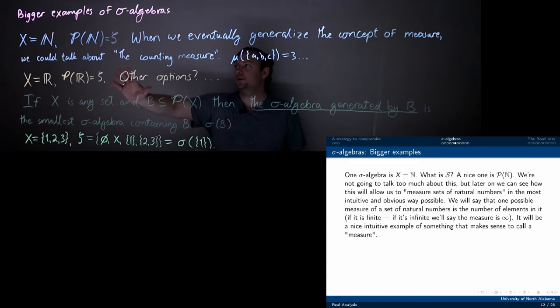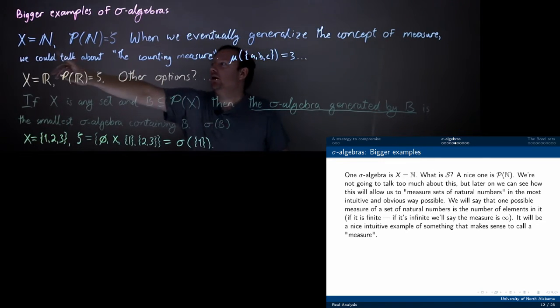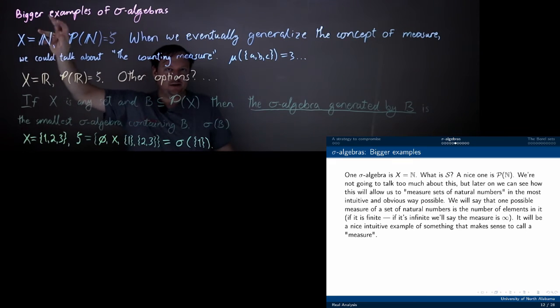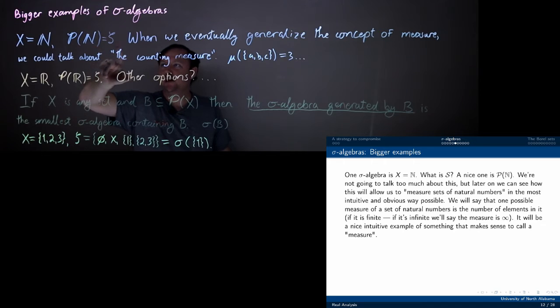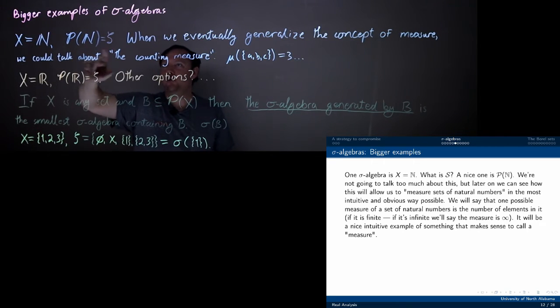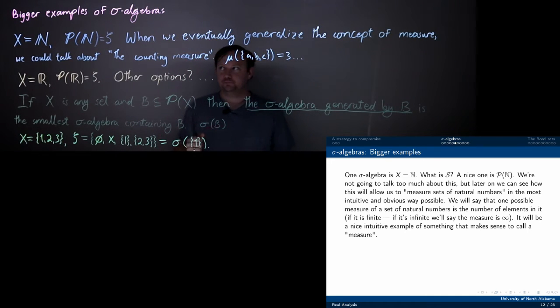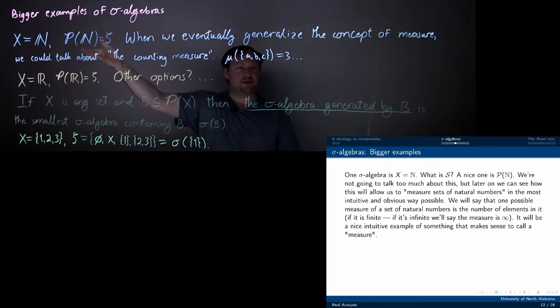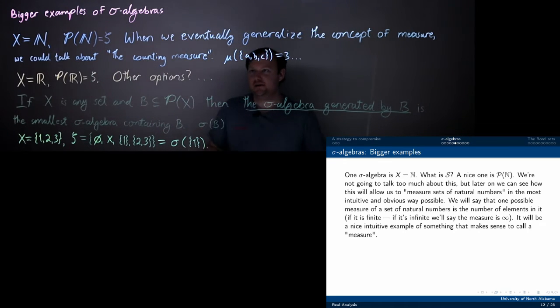Okay, so let's move on to a couple bigger examples of sigma algebras. So we'll take an infinite example, namely the natural numbers, and of course we can always, no matter what X is, always take the power set to be the sigma algebra. It's worth asking if this is of any use or interest at all, and in fact it is.